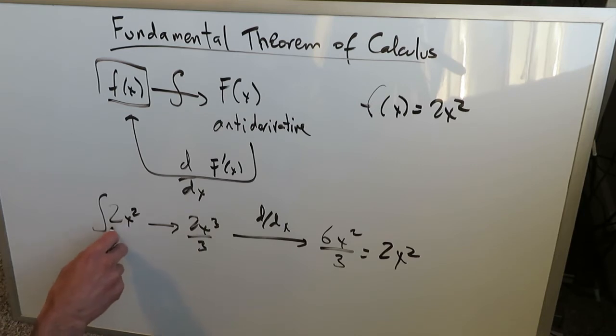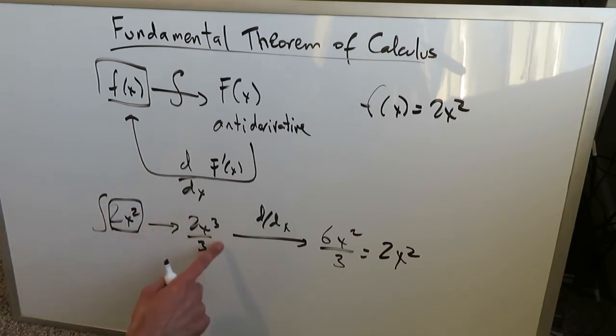You see how we ended up with exactly 2x squared. If our original function was this 2x squared right over here, we took the integral of it, we got the antiderivative, we did the derivative of the antiderivative, and we got back to the original function. Now let me show you this the other way around.